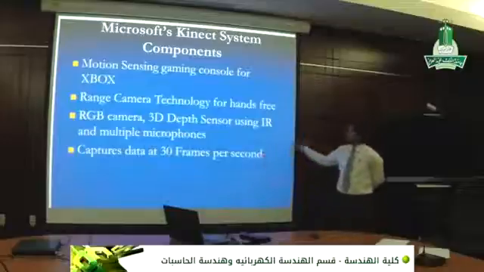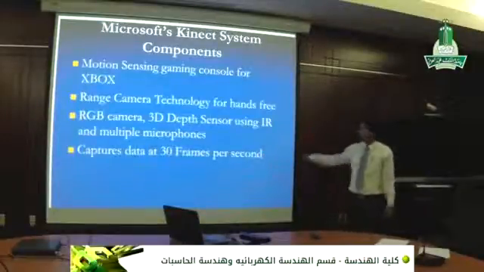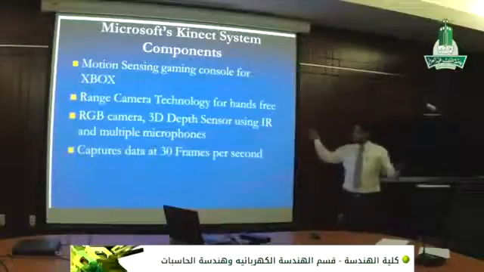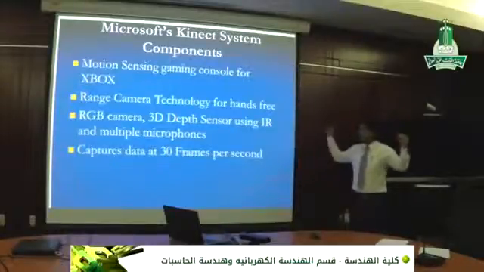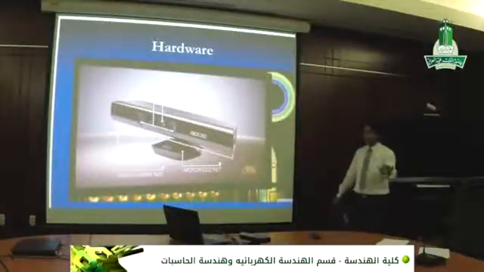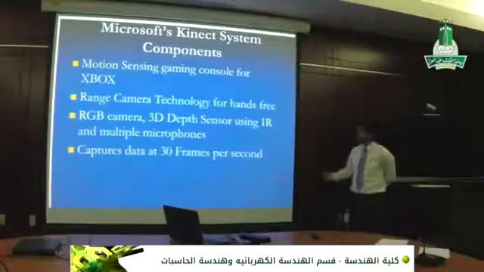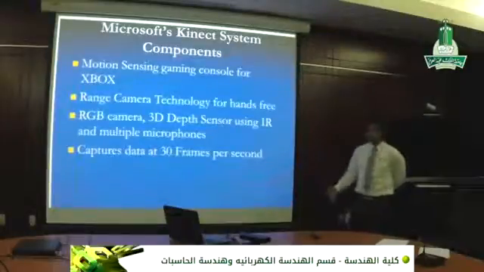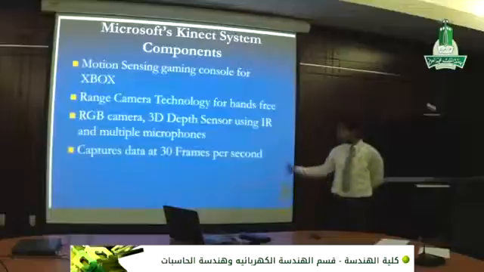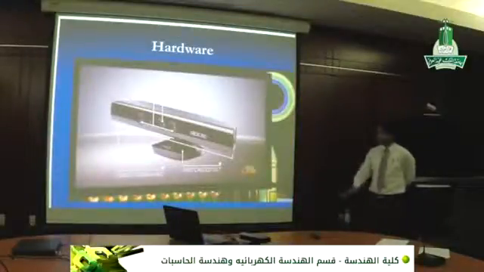how it works. It's a motion sensing gaming console for Xbox that is sensing me in front of it. It provides range camera technologies for hands-free movement, and it consists of an RGB camera, a 3D depth sensor, and multiple microphones for audio commands and other things. It captures data at 30 frames per second. This is the hardware, which looks like this.